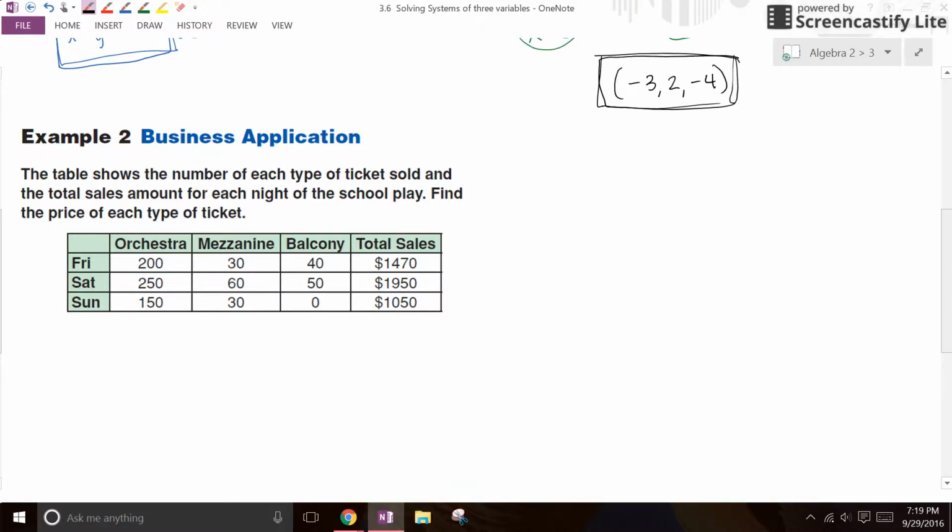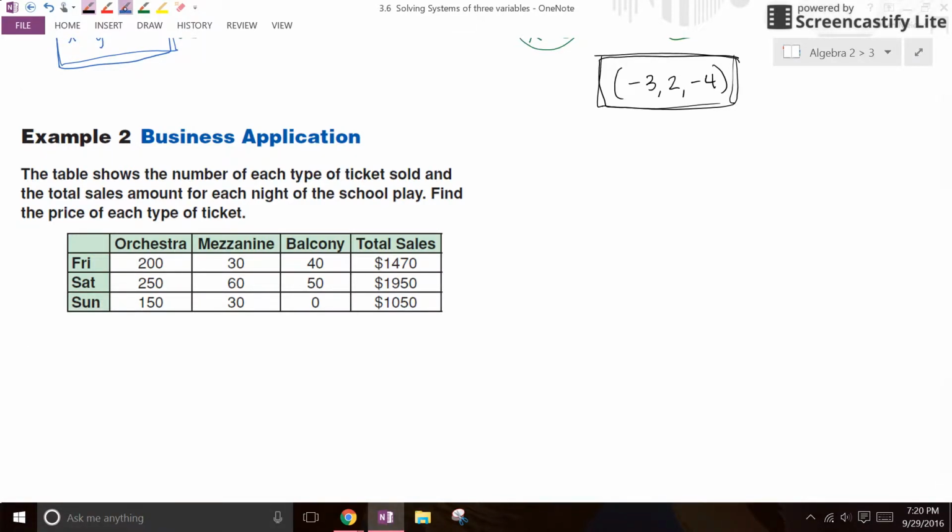So on Friday, we sold 200 orchestra, 30 mezzanine, 40 balcony, and we made that much money. Then we sold 250 orchestra, 60 mezzanine, 50 balcony. We made that much. And then on Sunday, we sold some orchestra and mezzanine, and we made $1,050. So now we want to figure out how to solve that.